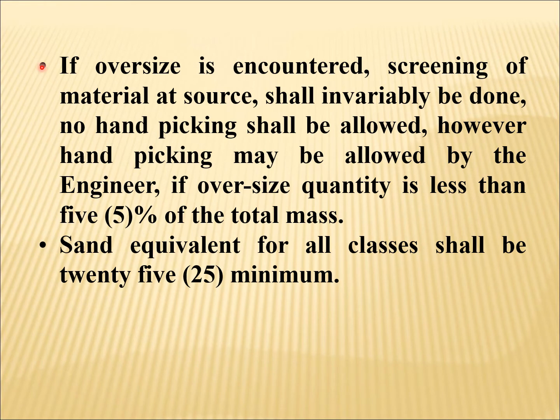If oversize is encountered, screening of material at source shall invariably be done. No hand picking shall be allowed. However, hand picking may be allowed by the engineer if oversized quantity is less than 5% of the total mass. Sand equivalent for all classes shall be 25% minimum. So these are the requirements which have been recommended by AASHTO for sub-base material.